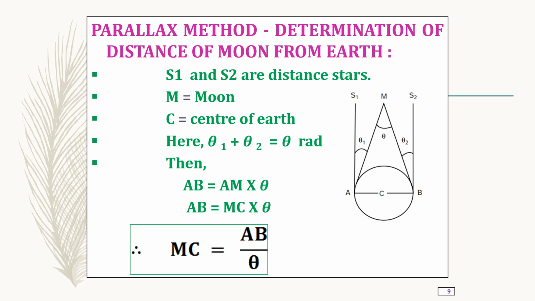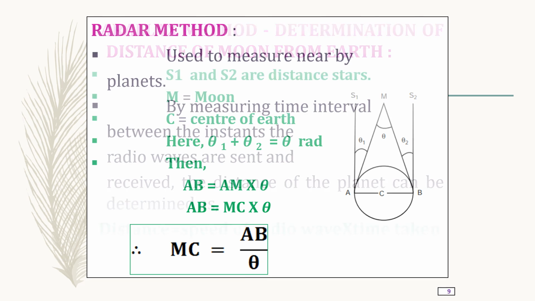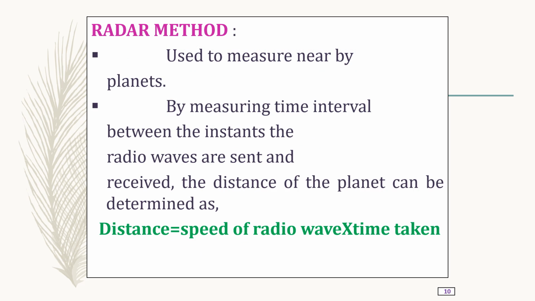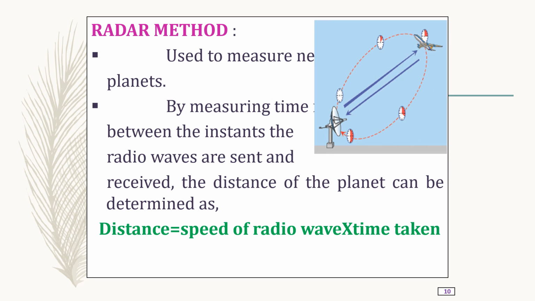The next method is the radar method. The word radar stands for radio detecting and ranging. It is used to measure accurately the distance of nearby planets such as Mars. In this method, radio waves are sent from a transmitter, which after reflecting from the planet are detected by the receiver. You can see here the diagram.